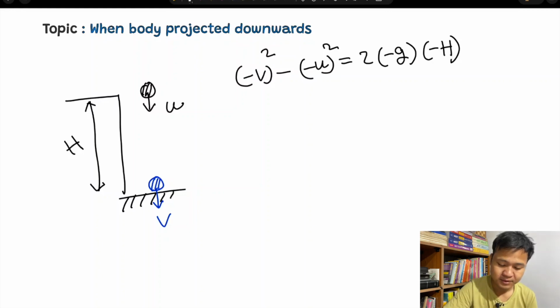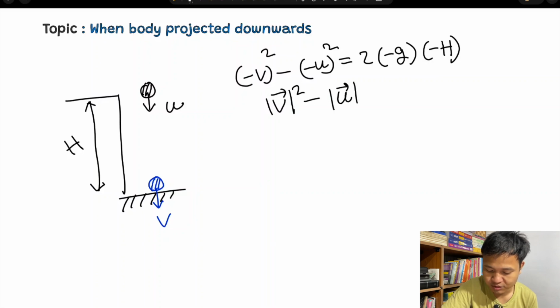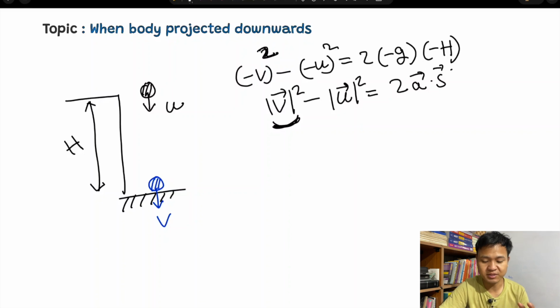So that's why we write here mod v square minus u square equals twice zh. We put modulus here because you have a square. It doesn't matter whether it is minus v or plus v, it will always be positive.